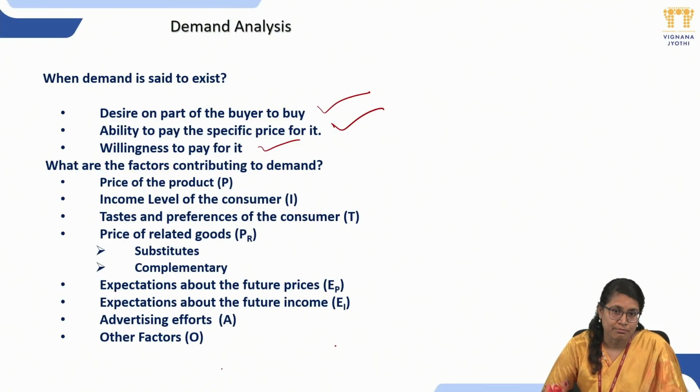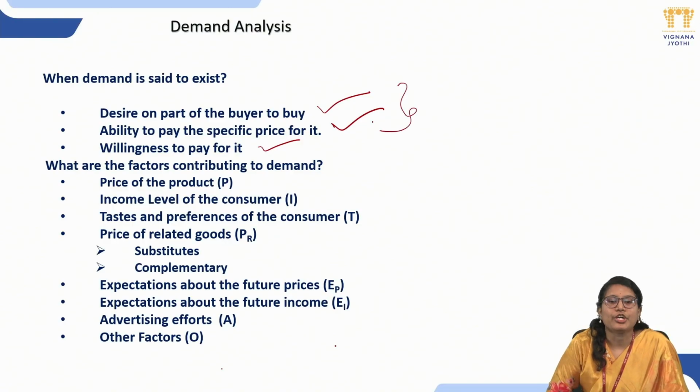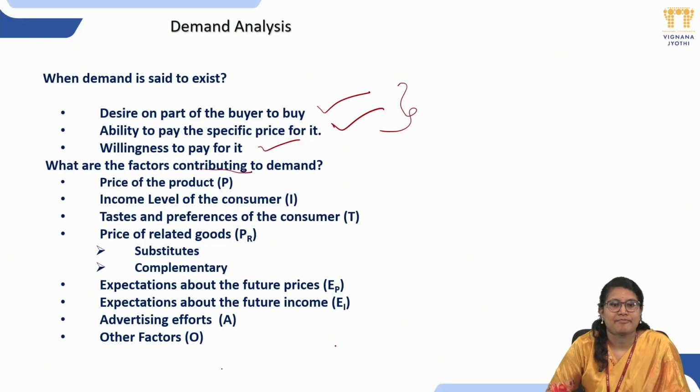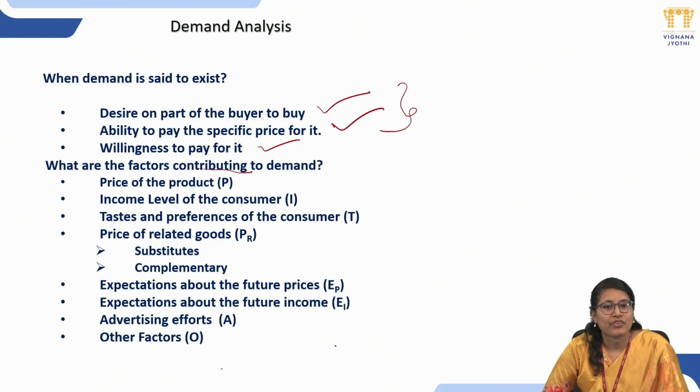So when can we say there is demand for a product, or that demand exists? These three conditions need to be fulfilled: desire on the part of the buyer, ability to pay, and willingness to accept. If these three conditions are satisfied, then you can say there is demand for the product. Now, what are the determining or driving forces that satisfy the desire, the ability, and the willingness? Here you can see the contributing factors.